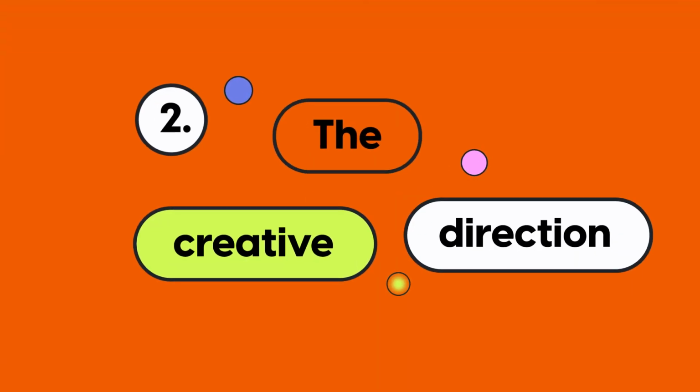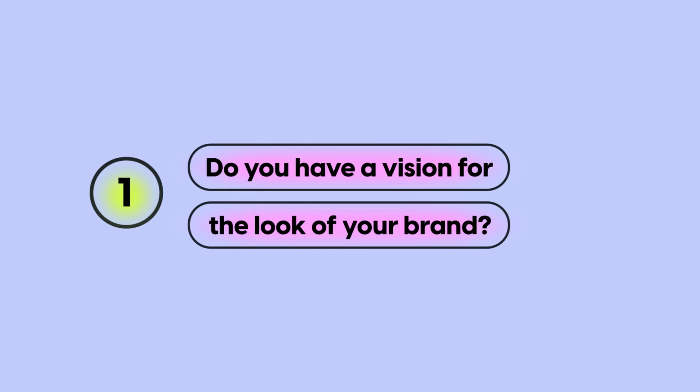Now for stage 2, the creative direction questions. So this is all about the visual of the brand and what the client is really envisioning. 1, do you have a vision and desired look for your brand? So it's really great to know exactly what the client is envisioning so we can really help guide and steer them with the best possible option.